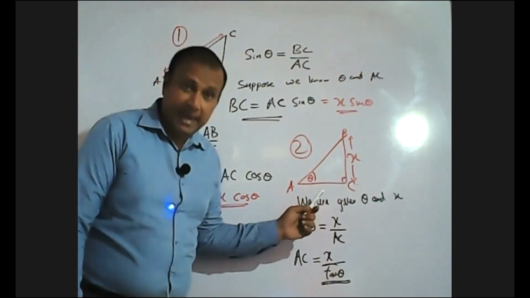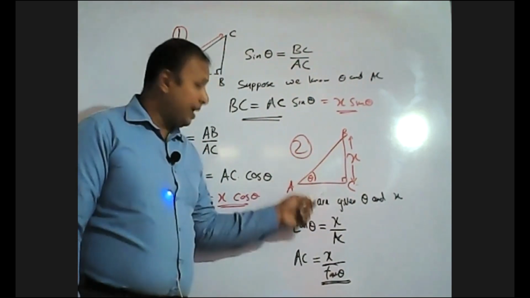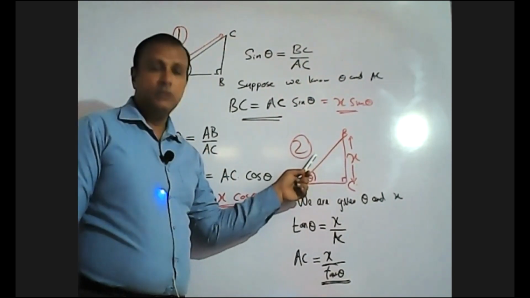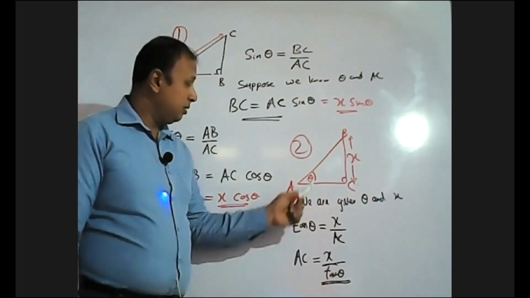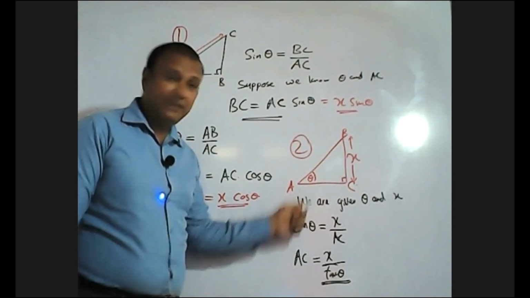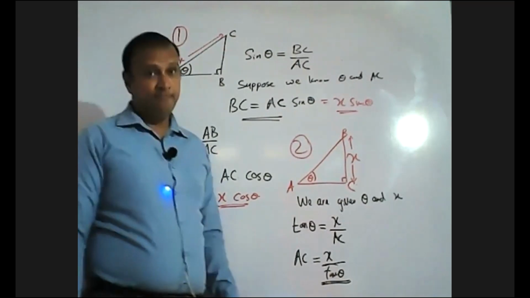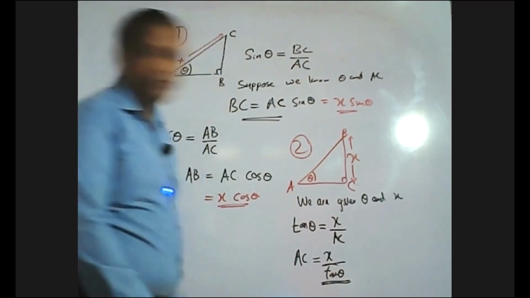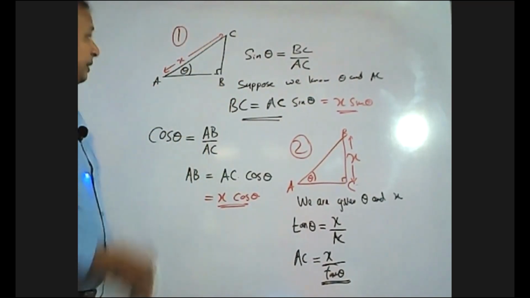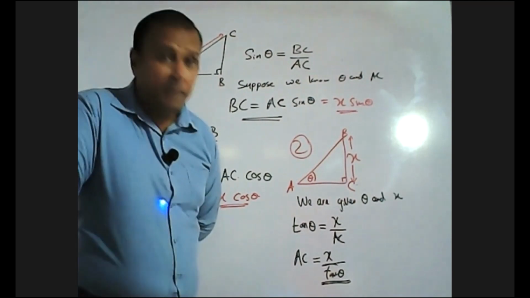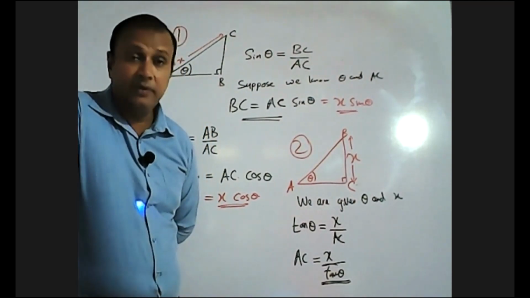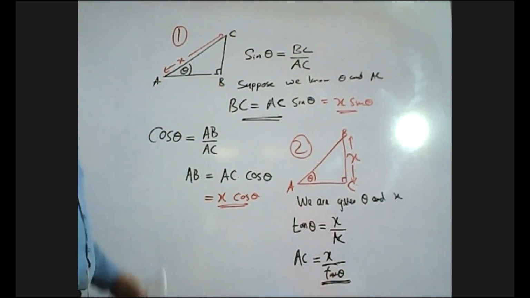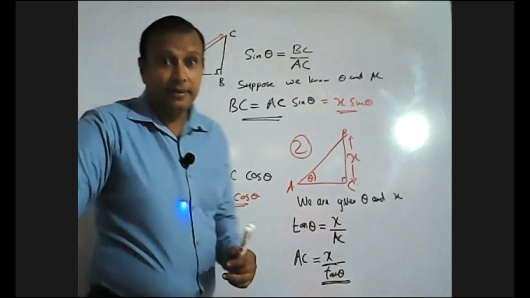So once you find AC, you can use that value and the x value to find AB. You can use Pythagoras theorem. Once you calculate the AC value, you can use Pythagoras theorem to find AB. Okay, write a topic: Applications of trigonometric ratios.